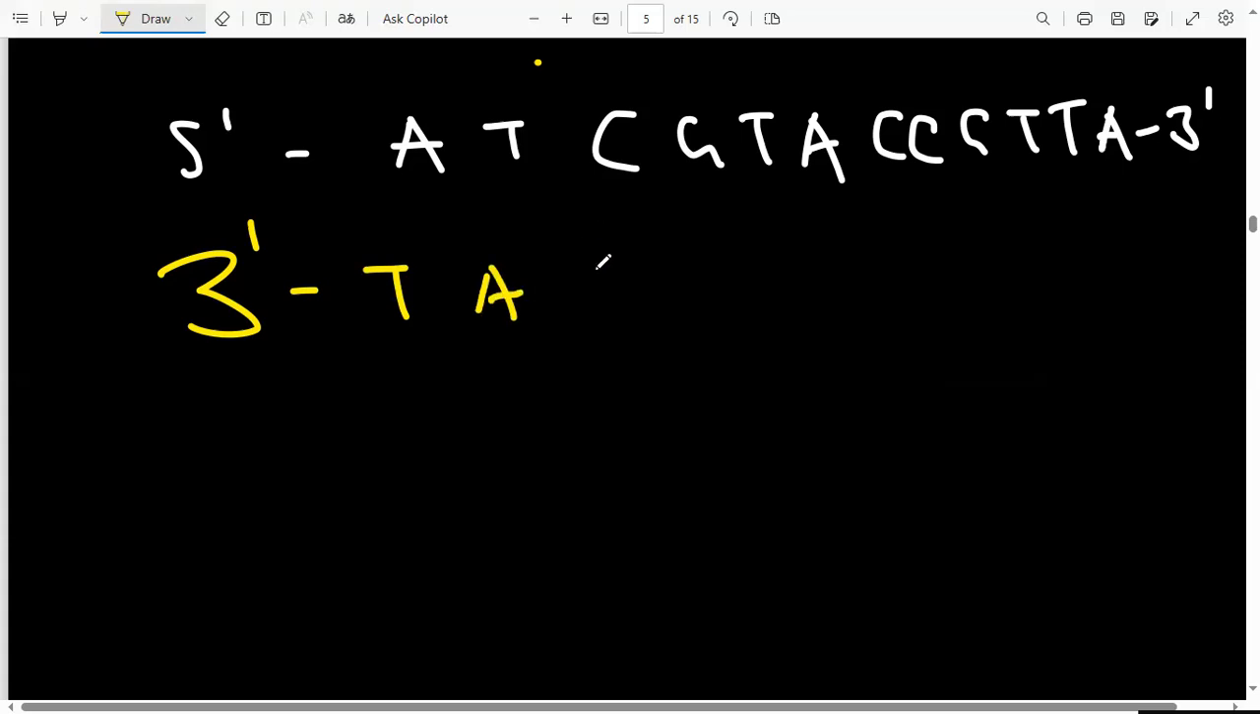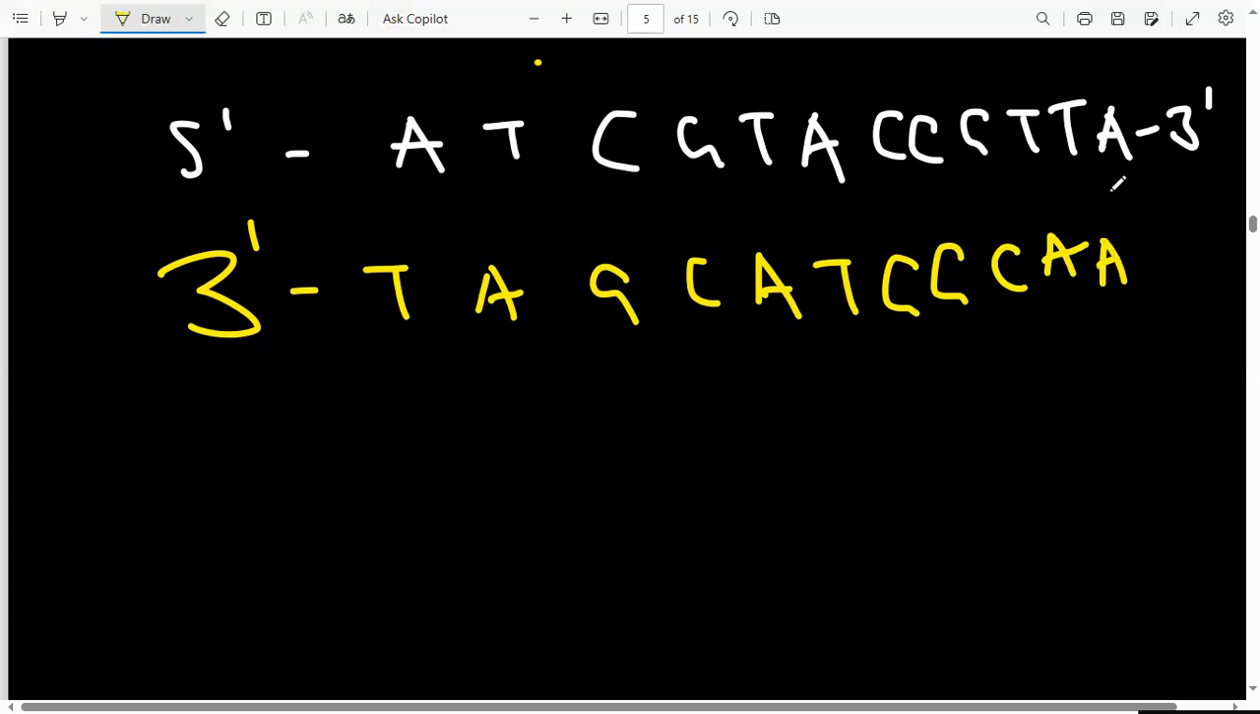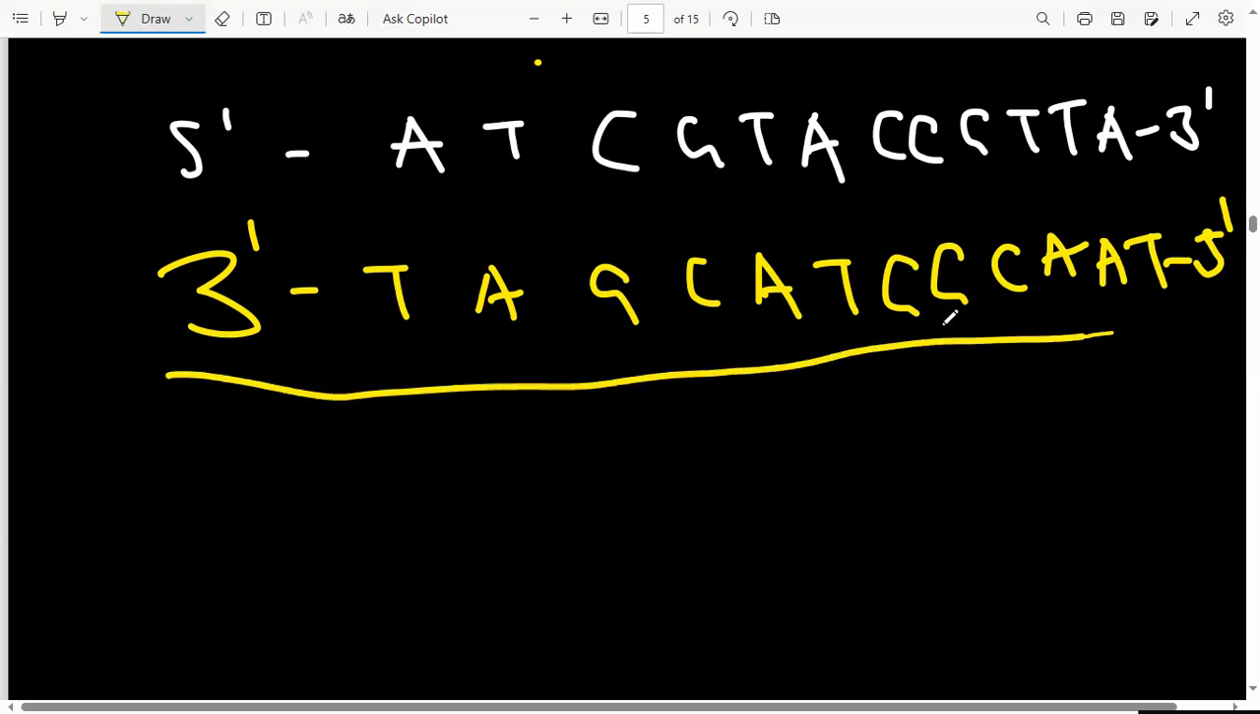So this would be 3' to 5'. A goes with the T, T goes with the A, C goes with the G, G goes with the C, T with the A, C with the G, C with the G, then G, is this G? Yeah, so G with the C. Then T, we know it's A, this T again is A, and then A is T. And then this should be 5'. So this is the complementary DNA. This is still DNA.